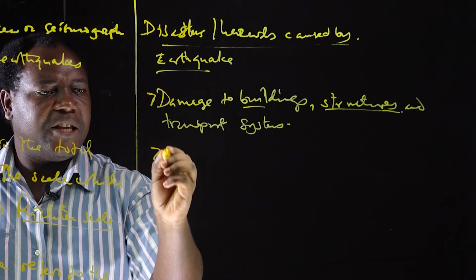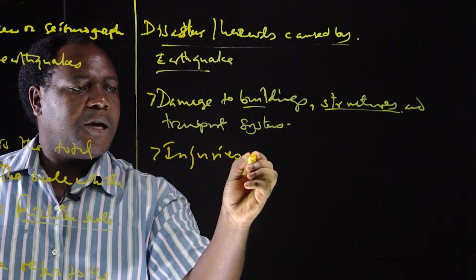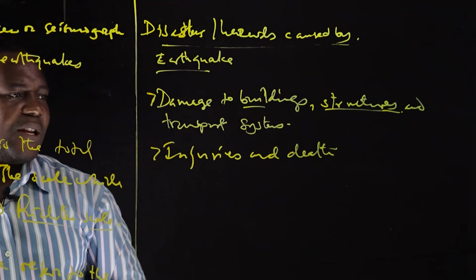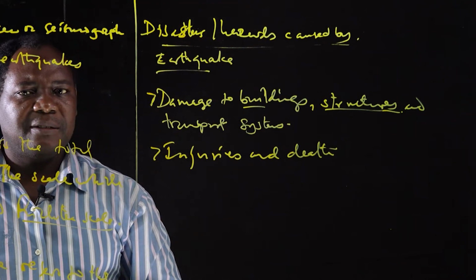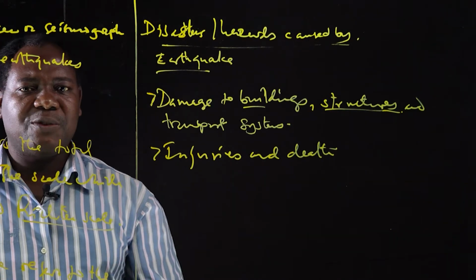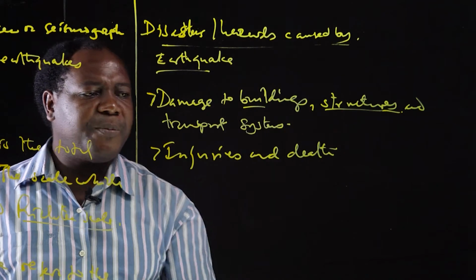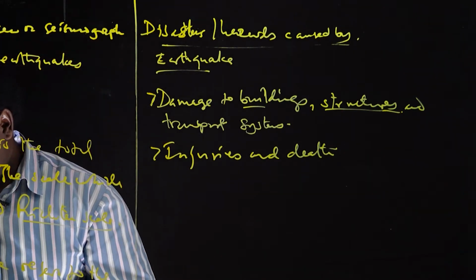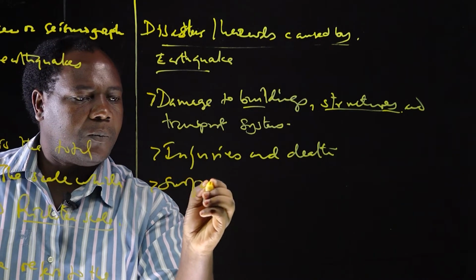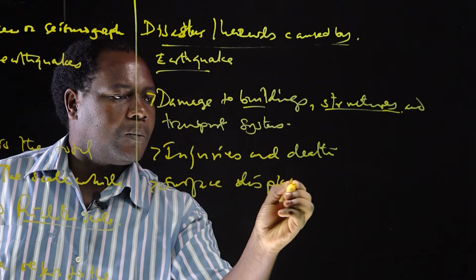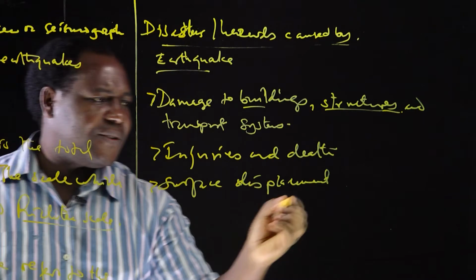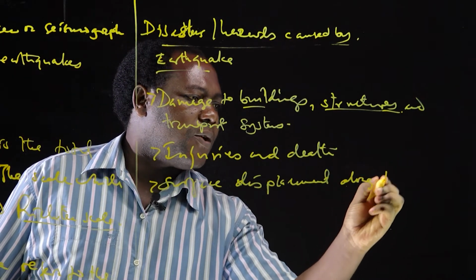The second being injuries and death. So areas like the Philippines, Japan, have been confronted by this. Tanzania in 2016 also had this, where many people were injured and some deaths happened there. We get surface displacement, generally along fault lines.